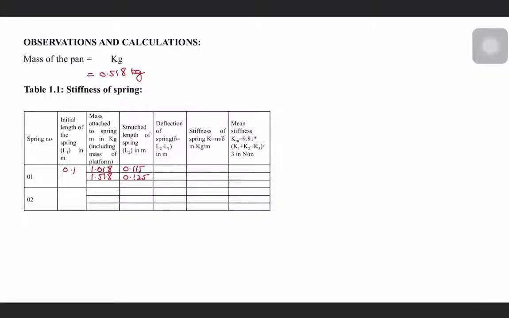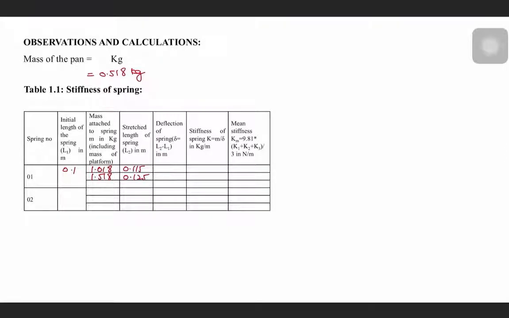Once you have finished your experimentation, you will be obtained with the following readings. The mass of the pan is 0.518 kg. The initial length of the spring is 0.1. You have to take it in meters. Now, the masses attached to the spring, the first one being 1.018 and the second one being 1.518. For those corresponding masses, these are the deflections which I have noted down in terms of L2 with meters as its units. Now we shall proceed with the calculations.